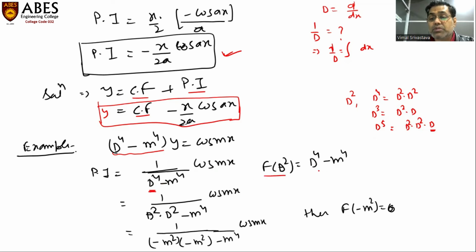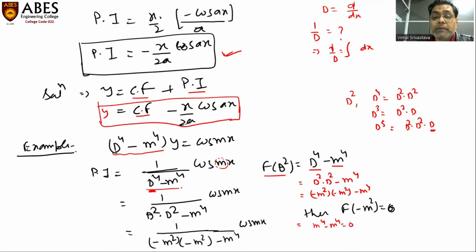So here f(D square) is equal to D raised to power 4 minus m raised to power 4. This can be written as D square into D square minus m raised to power 4. And this D square will be replaced by minus of the coefficient of x in cos mx squared, that is m. So this is minus of m square, and minus of m square minus m raised to power 4. So here, m raised to power 4 minus m raised to power 4 is equal to 0. So that means in this case, our denominator is becoming 0.